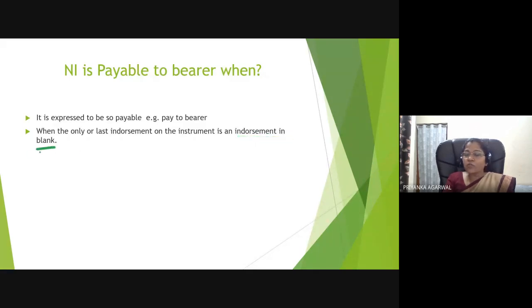And whoever is holding that instrument, wherein the person's name is not mentioned, but the last person whose name was mentioned earlier has signed it, that means that instrument becomes a bearer instrument.